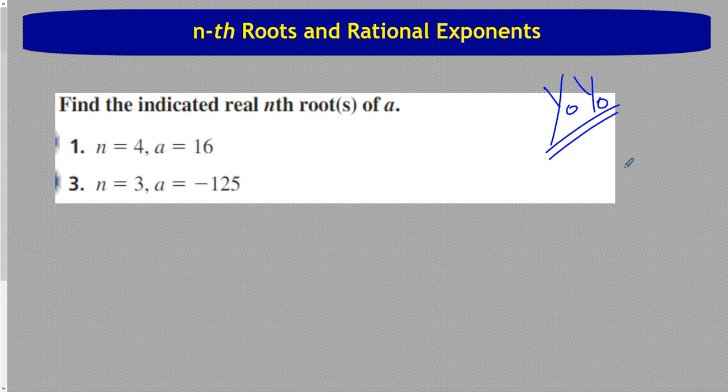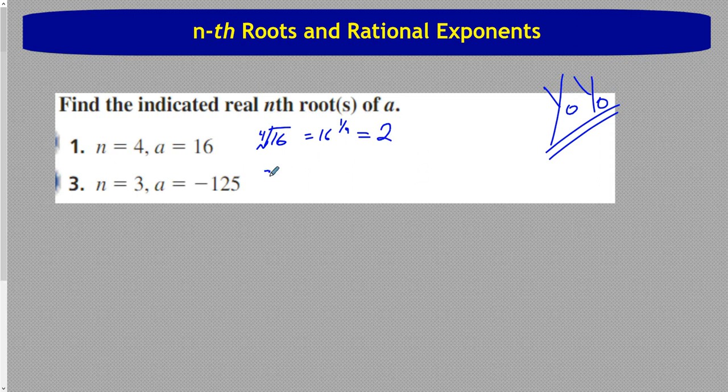You're on your own. I want you to pause for 30 seconds, a minute, whatever it takes for you to punch both of these into your calculator, or do it by hand and get the roots. So pause and go. Okay, we want the fourth root of 16. So that's the fourth root of 16, or 16 to the 1/4. Hopefully, we all got 2. 2 to the 4th power is 16.